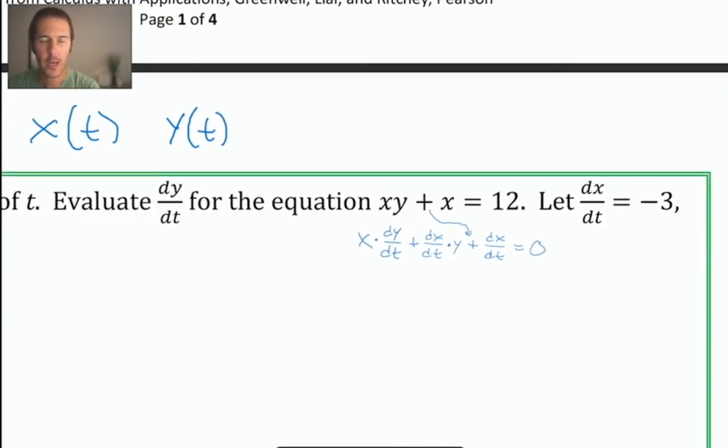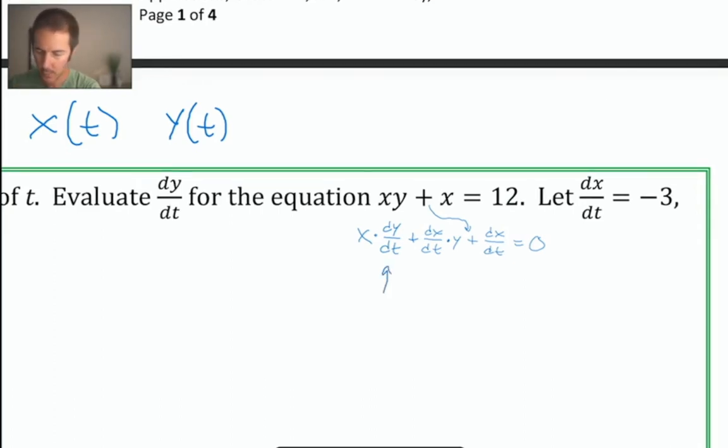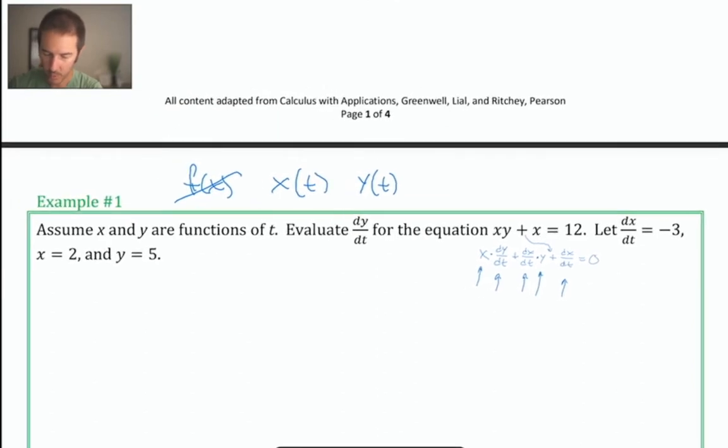Now, we're evaluating dy dt. So say the instructions. And I see the dy dt right here. And then I see some other things. I see an x, I don't know what that's worth. I see a dx dt, I don't know what that's worth. There's another dx dt. And there's a y, I don't know what that's worth. But thankfully, of those 3 other unknowns, x and y and dx dt, the problem tells us what those other 3 values are. They are -3 and 2 and 5.